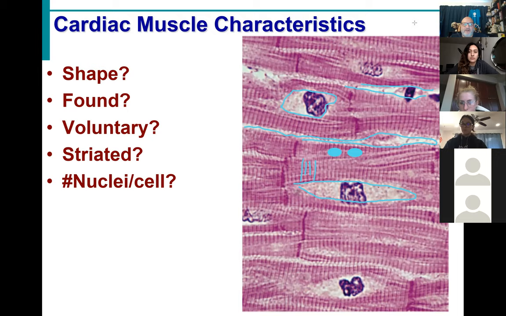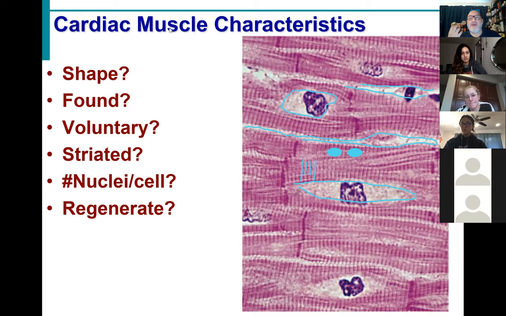And lastly, cardiac muscle, able to regenerate? No. No regeneration. Excellent. So we now know properties that all muscle tissues share. They're irritable, they can contract, they can be extended, and they are elastic. We have now talked about the three types of muscle tissue and their differences in shape, function, and location.